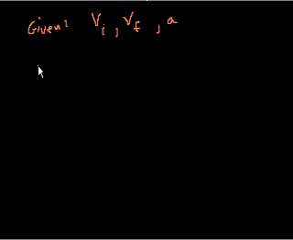So let's say that you have the same thing. Let's say you're given the initial velocity. You're given the final velocity. You're given the acceleration. And you want to figure out the distance. So this is what you're given, and you want to figure out the distance.